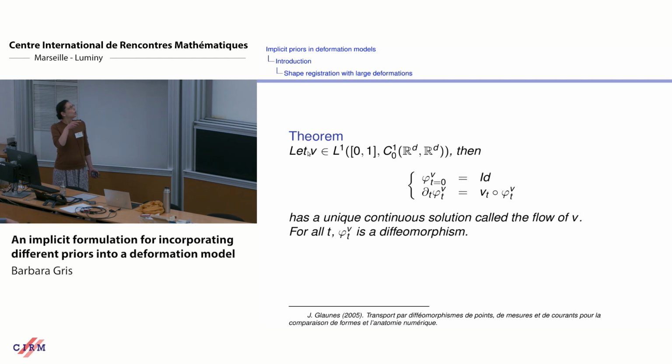So when we have a trajectory of vector fields, we consider the solution here starting at identity and satisfying this equation.